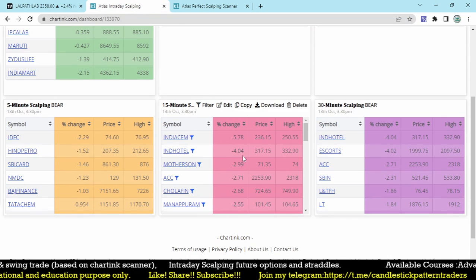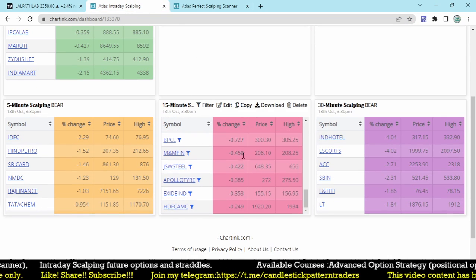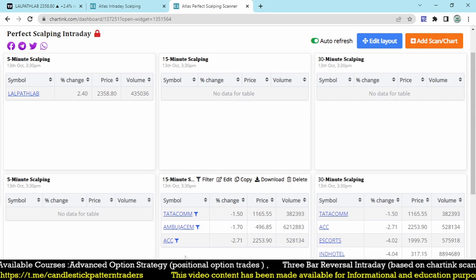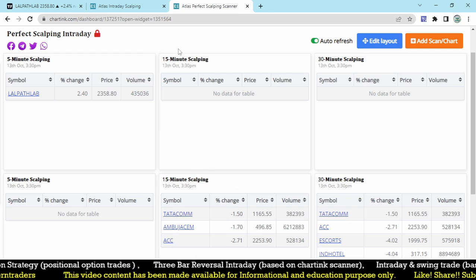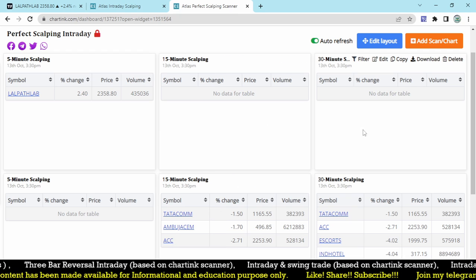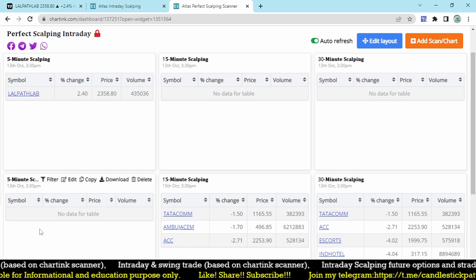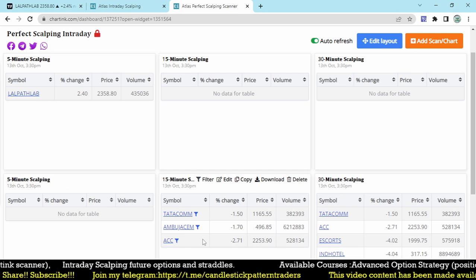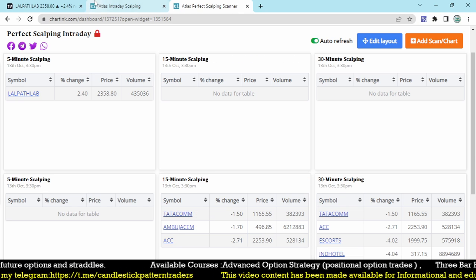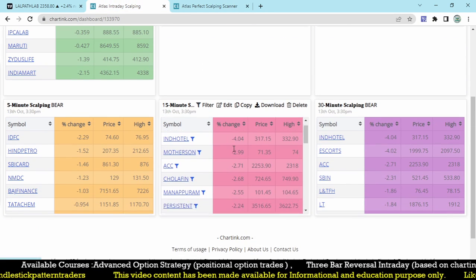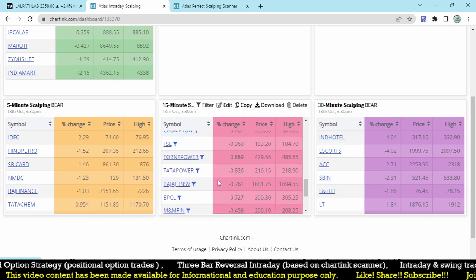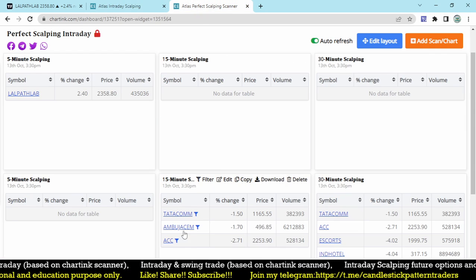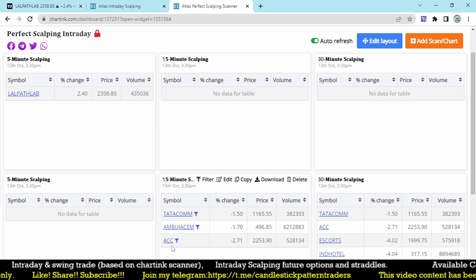Here are many more stocks, almost 20 plus stocks, so not possible to do. And on the same, we have only 3. In 15 minutes there are no stocks. 30 minutes buy, no. 15 minutes, 5 minutes down scalping, no. 15 minutes: Tata Communication, Ambuja Cement, ACC. Let's look at this dashboard, and here a lot of stocks, India Cements, Indian Hotels. Here look at this, only Tata Communication, Ambuja and ACC.